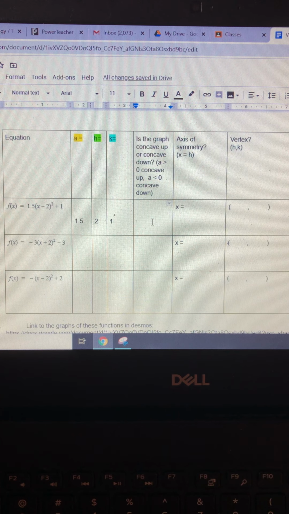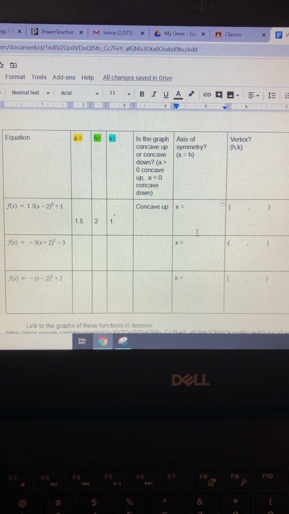So the next thing that we're going to do is determine whether or not this graph is concave up or concave down. And that's going to be determined by whether a is a positive or negative number. Now, in this case, a is 1.5. 1.5 is positive, and so therefore we would expect this graph to be concave up. It's going to open upward like a cup, like a smiley face.